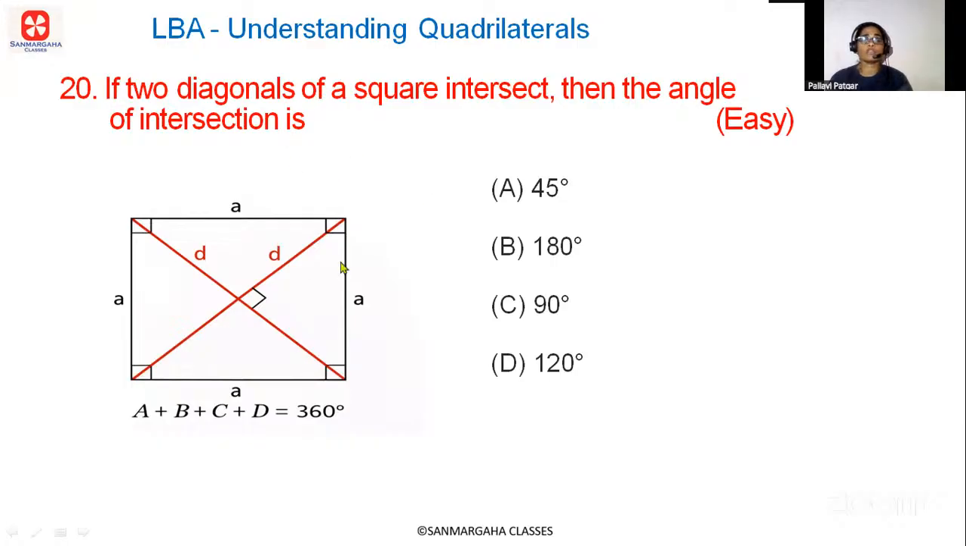Okay, so one of the fundamental properties is that the diagonals are perpendicular bisectors of each other. Okay, so here one diagonal cuts the other into two equal halves. So they are perpendicular to each other.